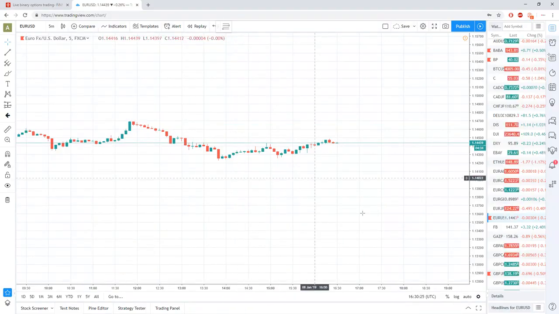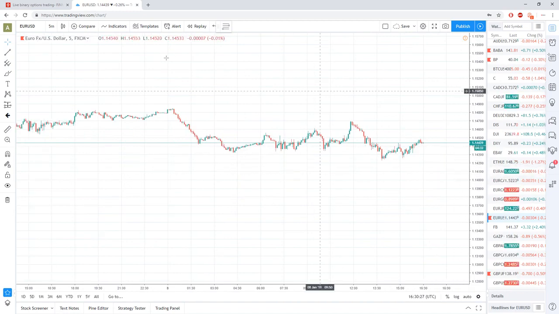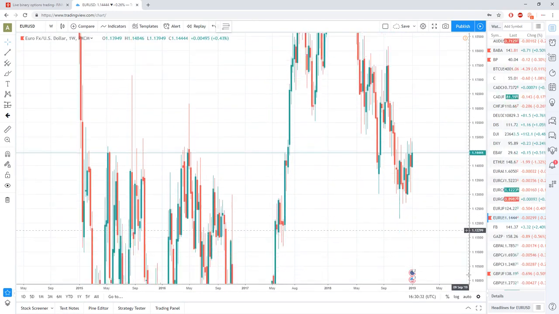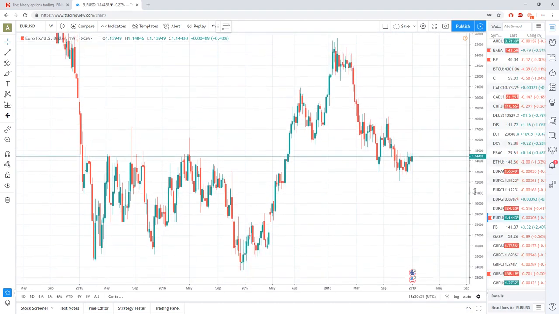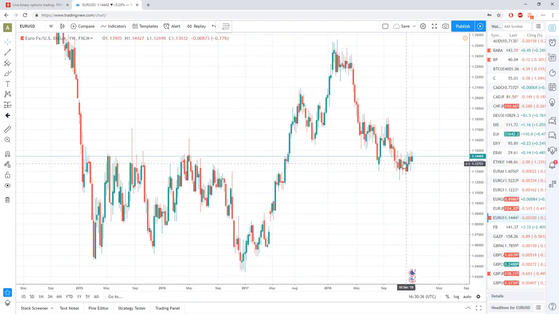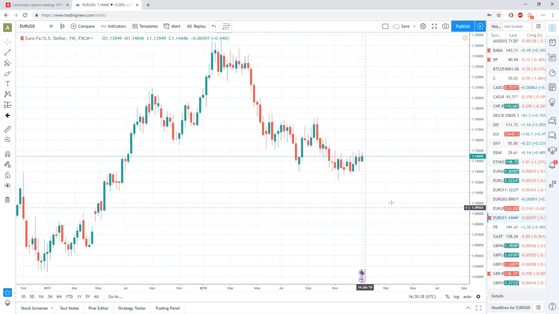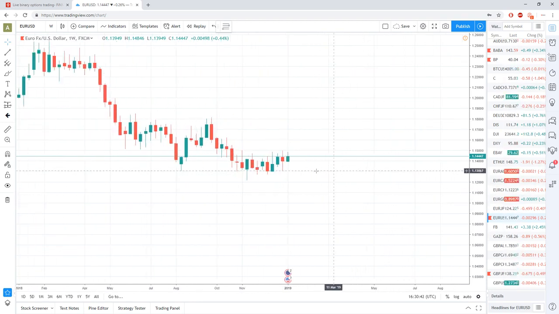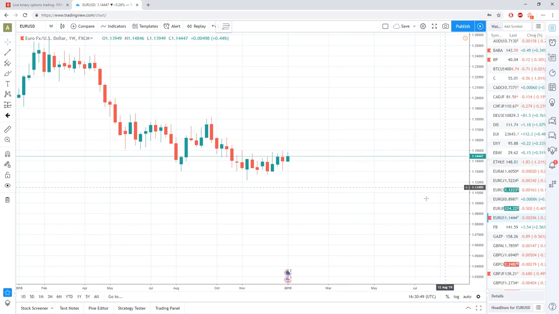So the candle. Let's change it to 1 week. So below we see the dates, right? And here we have the scale for the price. So basically we can see here how the price for the euro to dollar has changed within 1 week. So we can say that it went up because the candle here is a green one.